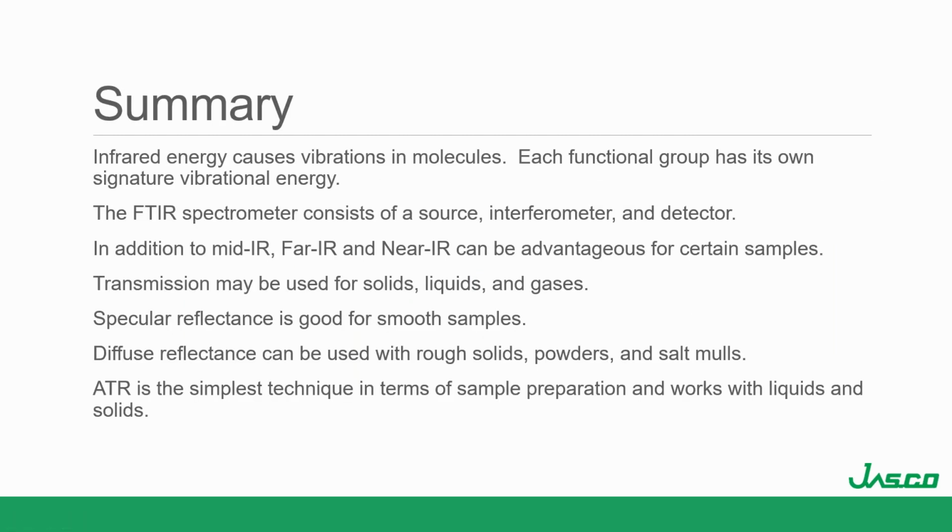All right, so in summary, infrared energy causes vibrations in molecules, and these vibrations are unique to each functional group. Each bond has a unique vibration, which allows you to use it as a signature. The FTIR spectrometer consists of a source, interferometer, and detector, and in addition to mid-IR, far-IR and near-IR can be advantageous for certain samples. Transmission may be good for solids, liquids, and gases.